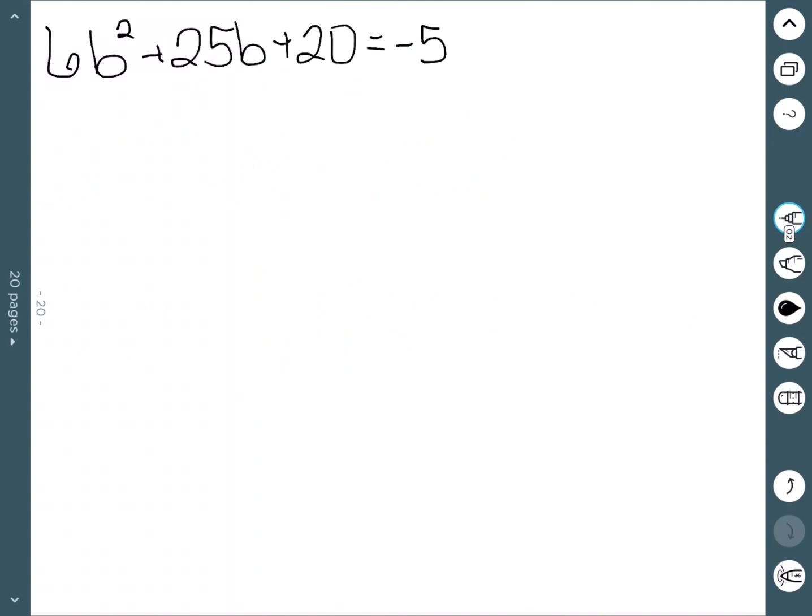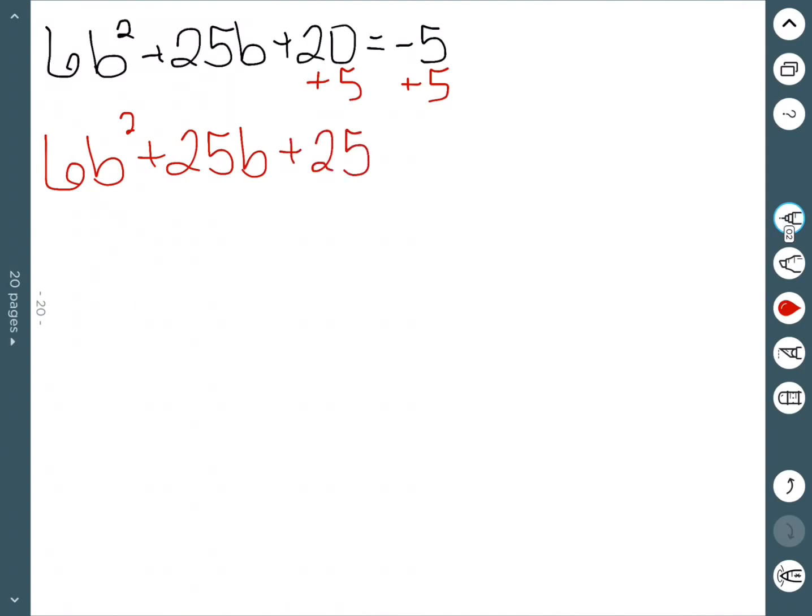We now want to solve a quadratic equation. The first step to solving quadratics is always to get everything on one side, so let's do that. I now have 6b squared plus 25b plus 25 equal to 0. And now we need to try to factor.